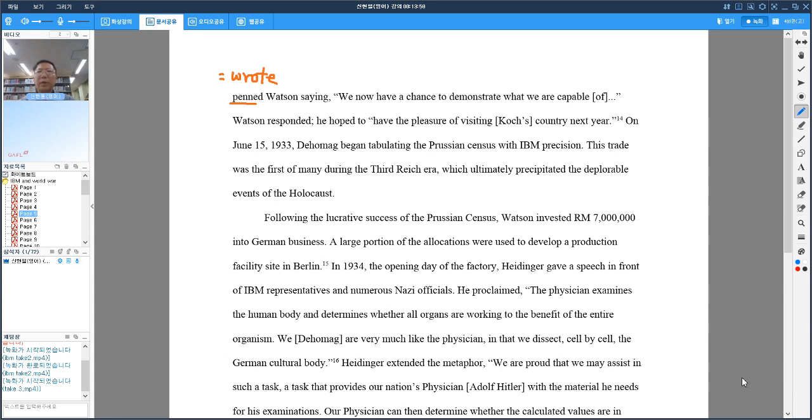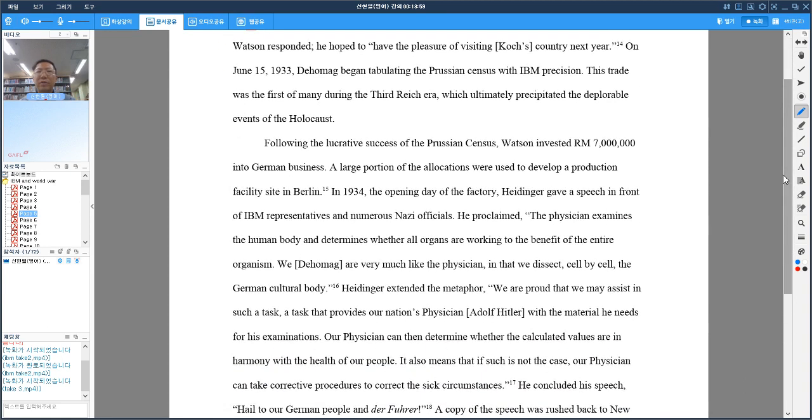So on June 15th, 1933, the Hollerith company began tabulating the Prussian census with IBM precision. So on June 15th, the company started counting the population of the Prussian census, and they could count accurately because of IBM's tabulating technology.